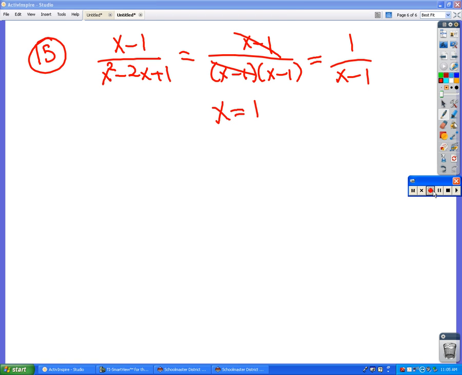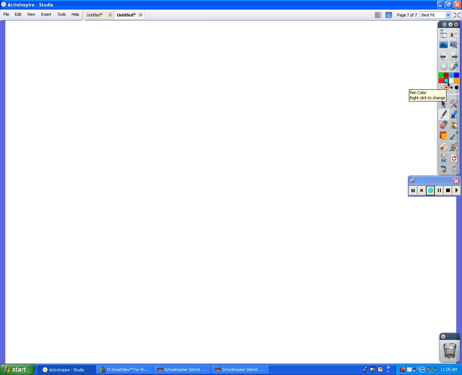That means ultimately, it's a discontinuity at 1 and it's non-removable. Did we go all the way to 22? Yeah, nice job. All right, 16. Yes, -2. There is a discontinuity at -2, and it is non-removable.